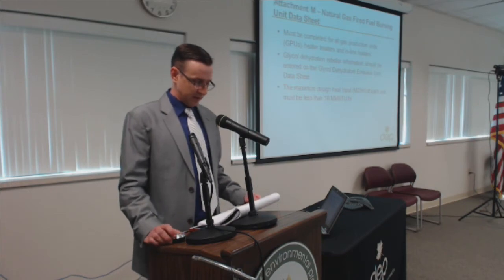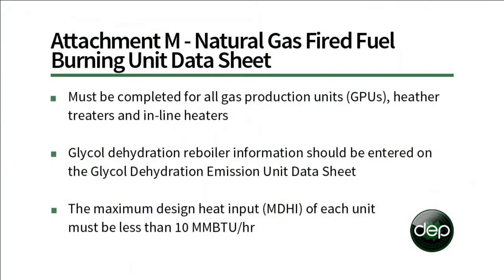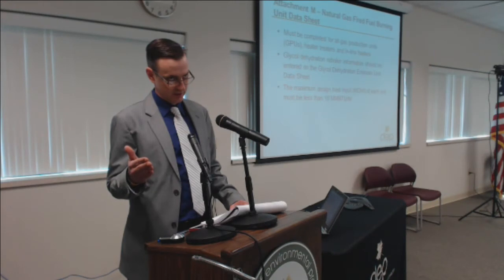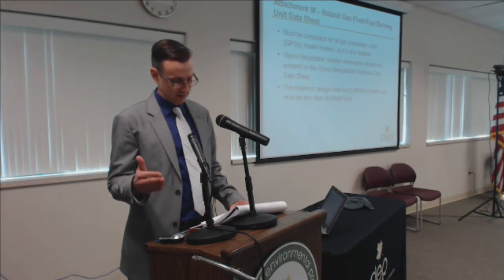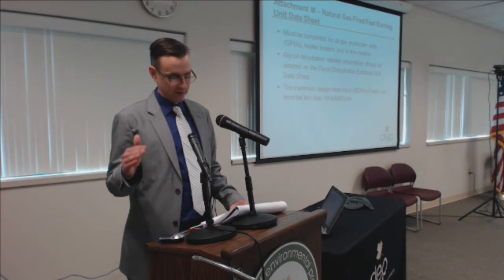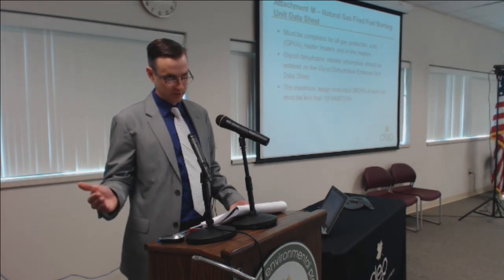Next sheet is the natural gas fired fuel burning unit data sheet. And that's going to be for all your gas production units at your facility, your heaters, inline heaters, but not your reboilers. Reboilers are covered under the same section as the GPUs, heaters, and line heaters in the permit in section 9, but we ask that you input the information on the reboiler on the DHI sheet, which we'll get to later.